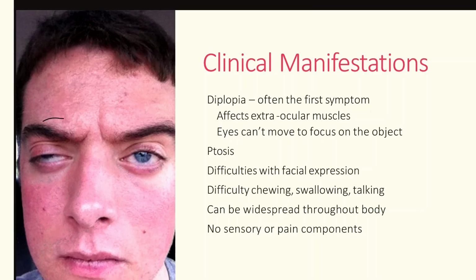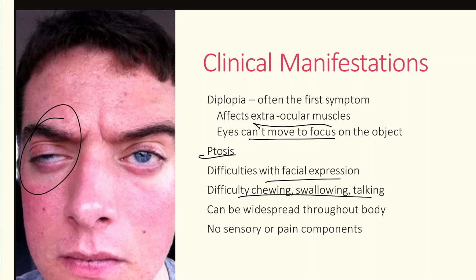So again, here's your ptosis. Diplopia is usually the first symptom. Again, those extraocular muscles, eyes can't move to focus on an object. Ptosis, difficulties with facial expression, chewing, swallowing, talking. No sensory or pain components. This is purely muscular. So myasthenia gravis is purely motor.